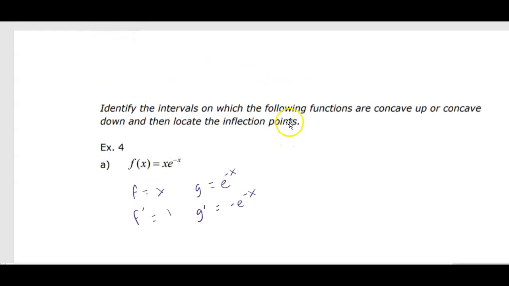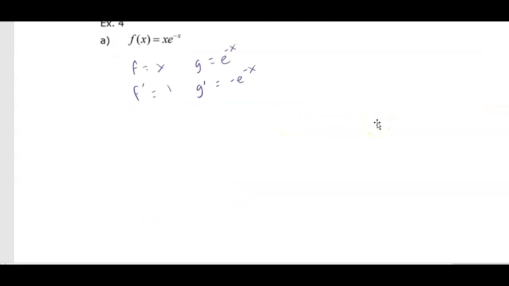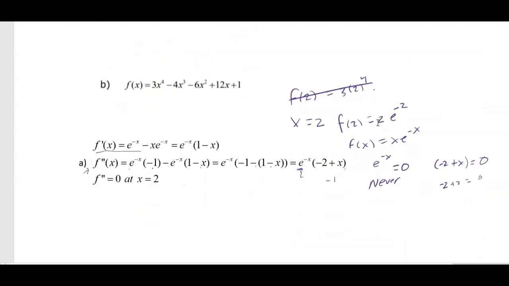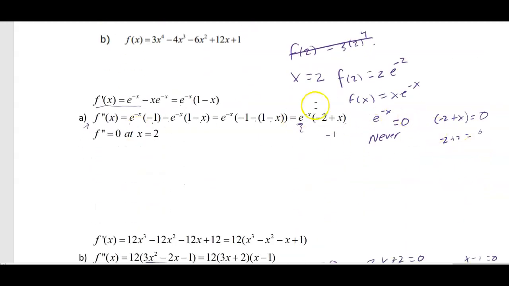I did not answer the question entirely in either of these. It wants to know where the function is concave up, concave down, then find the inflection points. So I have already erased the work for part A, but we did have a nice little sign chart with an x equals 2. And when x was 0, for example, I had a negative value. So the sign of the second derivative was negative and then positive. So this is concave down.